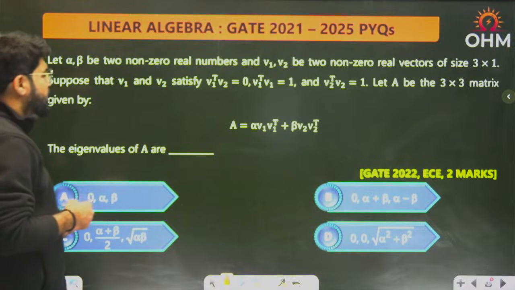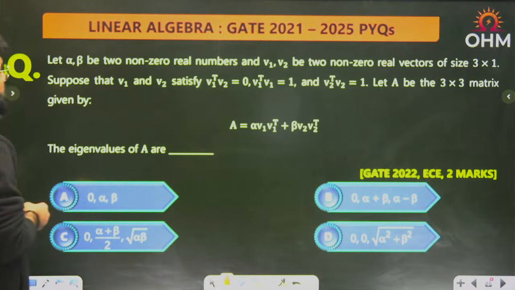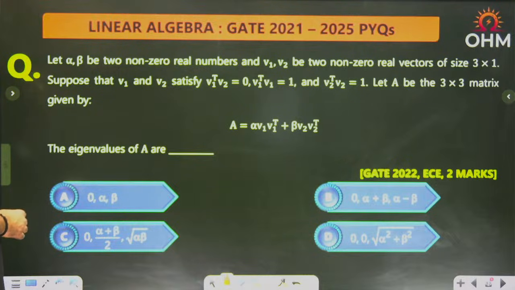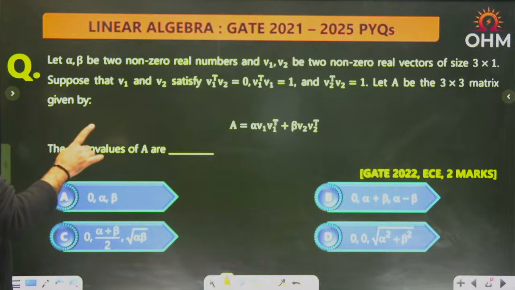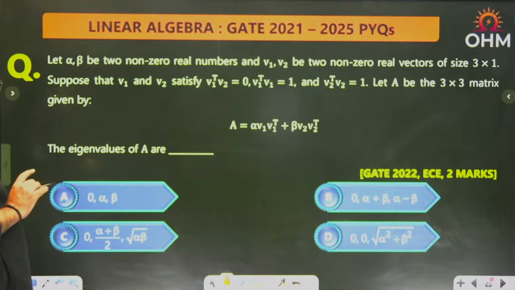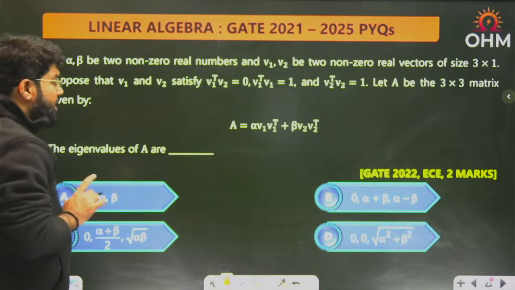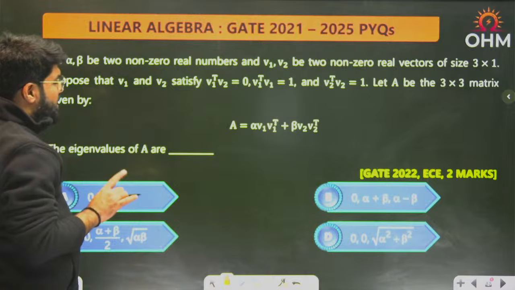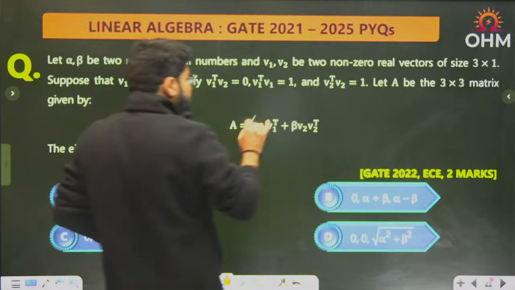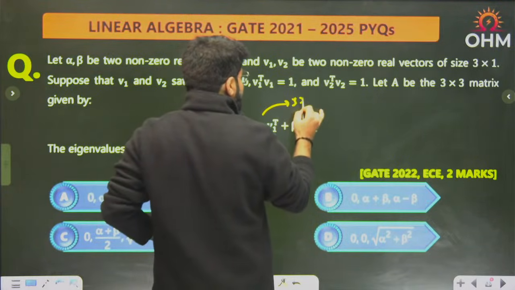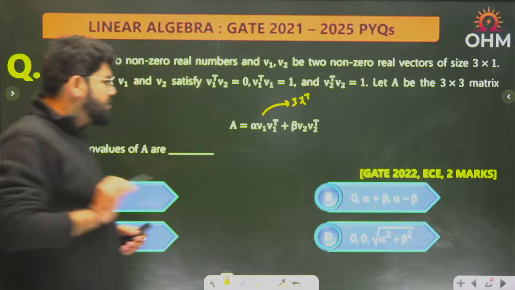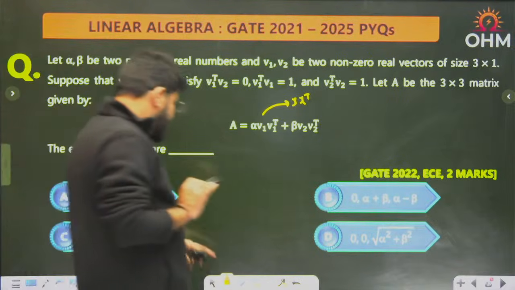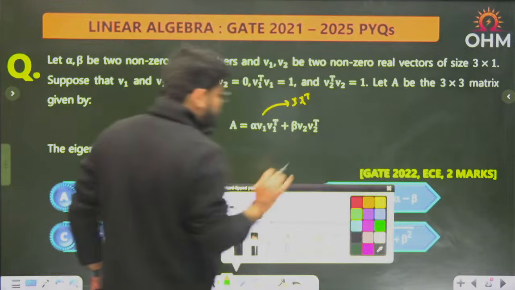Suppose that v1 and v2 satisfy v1 transpose v2 equal to 0, v1 transpose v1 equal to 1, v2 transpose v2 equal to 1. Let A be a 3 cross 3 matrix. It's actually a good question, but you can solve it by simple logic. Let the 3 cross 3 matrix be given by alpha v1 v1 transpose plus beta v2 v2 transpose. Now you see, v1 v1 transpose is just like the term x into x transpose. A very simple logic I will use to finish the question.